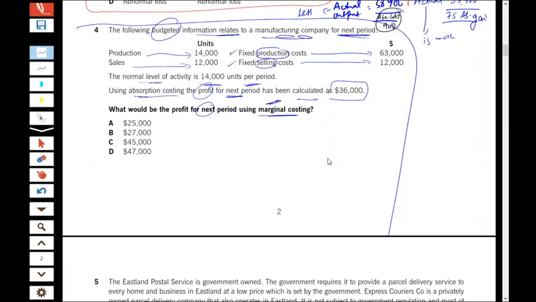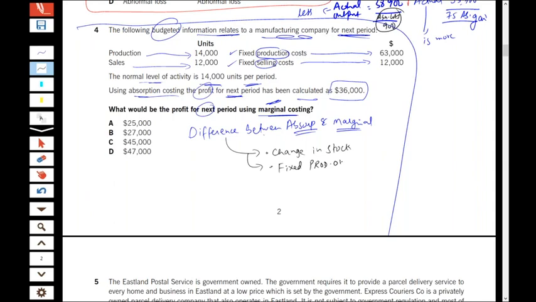Okay, now I am explaining. The main difference between absorption and marginal is because of the change in stock and fixed production overheads. How? Just remember the simple way and the format to calculate this, and you will be in a position to calculate this answer.